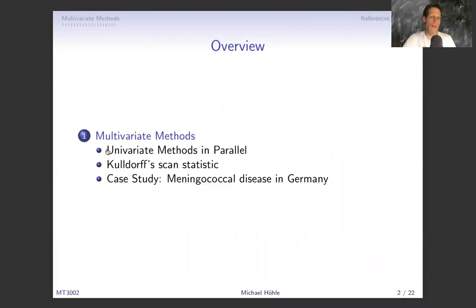I will talk a bit about using univariate methods in parallel to achieve this job, and then I will talk about the Kuldorff scan statistics, and I will conclude by showing and illustrating a case study where you will see this put into action by analyzing meningococcal disease data in Germany with the Kuldorff scan statistics.